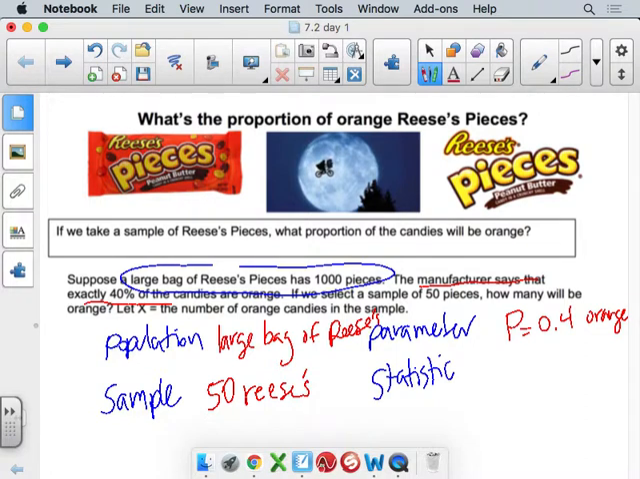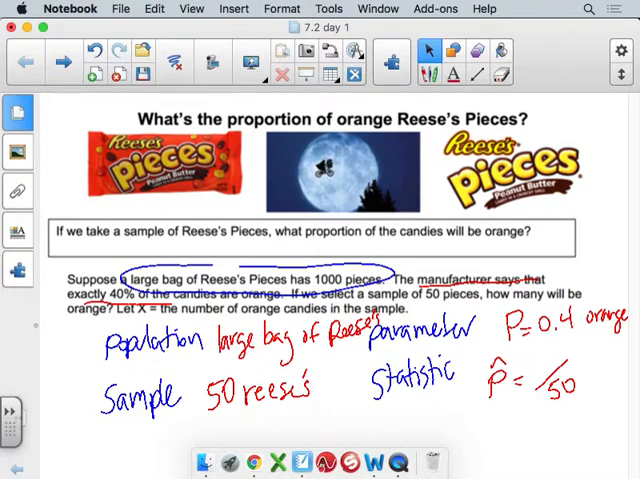And our statistic, which we don't have yet, we're going to get some. Our p hat would be whatever number we got over our sample of 50. We're going to run a simulation to do a lot of trials of 50, and a statistic would be one of those samples of 50. So if you got 20 out of 50.